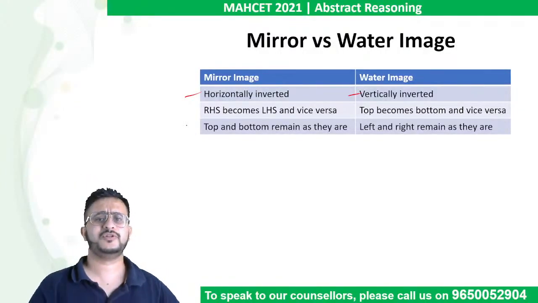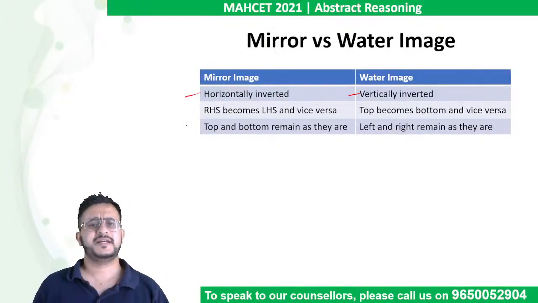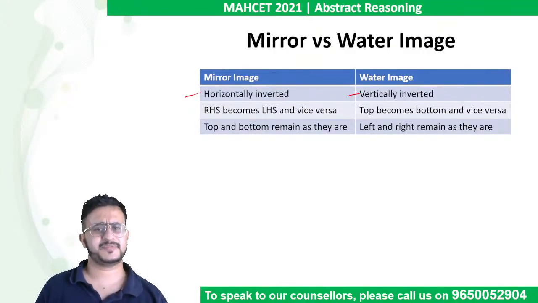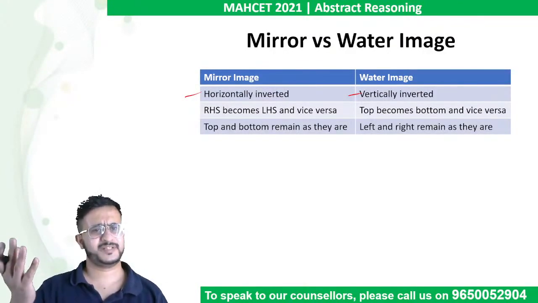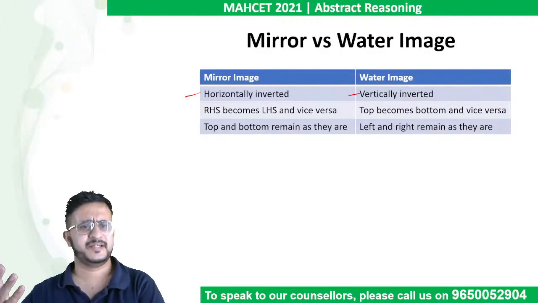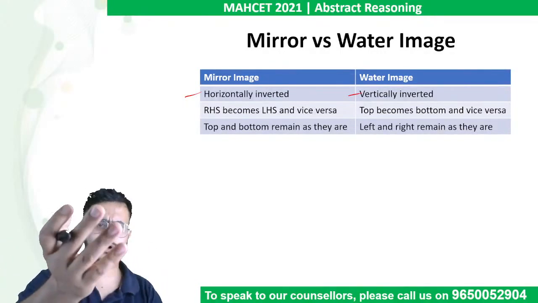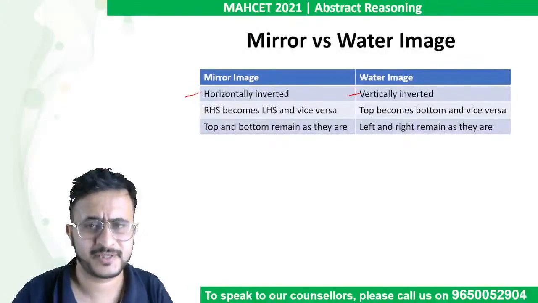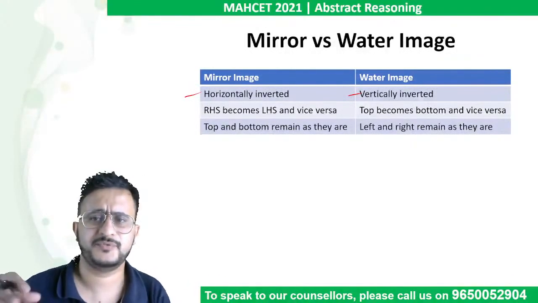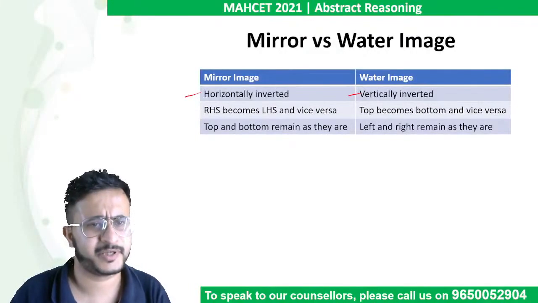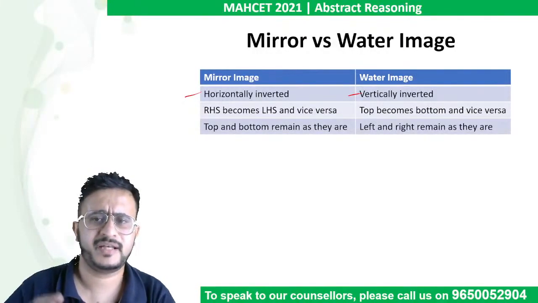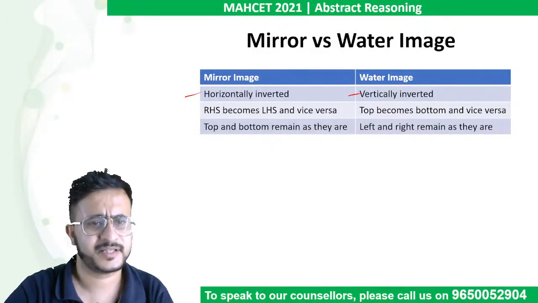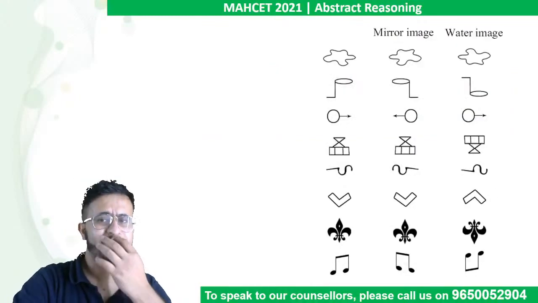In a mirror image, left becomes right and right becomes left. You must have seen that if you click your selfie, sometimes you have the mirror on, so you see your left hand as right hand and vice versa. Now in water image, what happens? Top becomes bottom, bottom becomes top. However, left and right will remain the same. So let us look at a few examples.